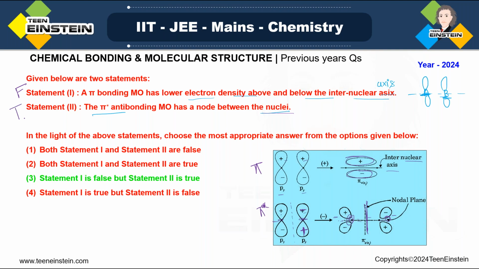So that is why here the first statement is not correct, but the second statement is basically correct. So it is F and T. Statement 1 is false, and statement 2 is correct. Option 3 is the correct option. We'll go to the next question.